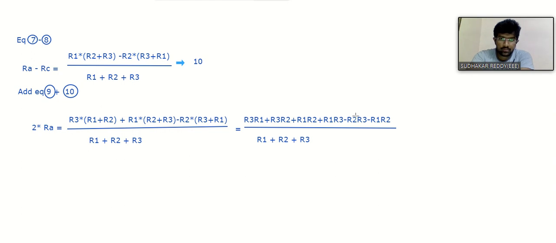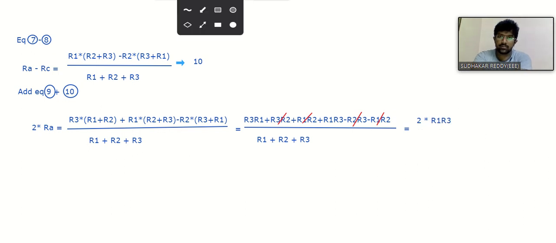So R2R3 gets cancelled, R2R3 gets cancelled, right? R1R2 gets cancelled, R1R2 gets cancelled. Finally, you will get the expression with only two terms, that is R1R3, R1R3. So then you will get 2 times R1R3 divided by R1 plus R2 plus R3. So finally, we are getting the expression for RA.